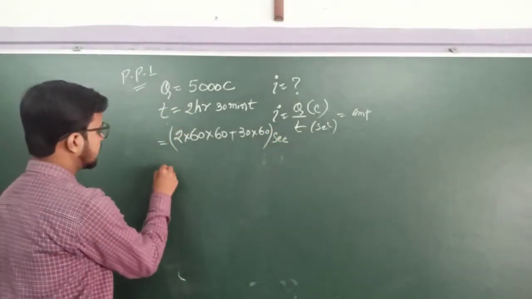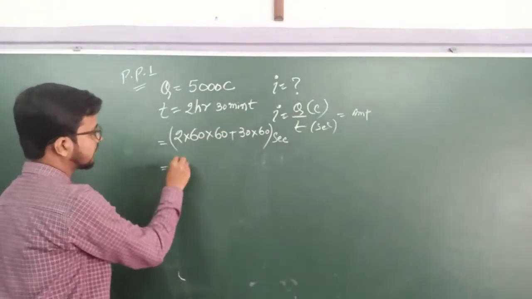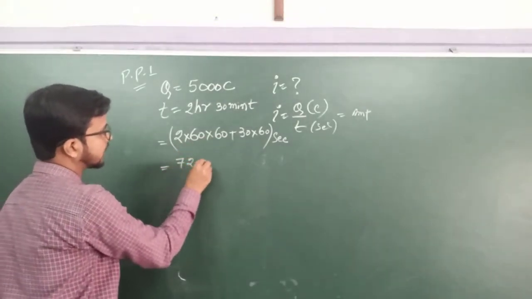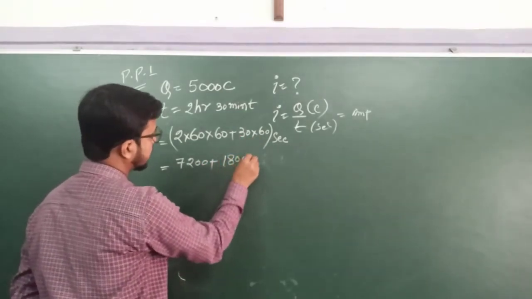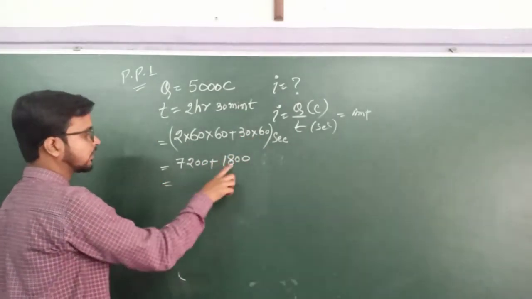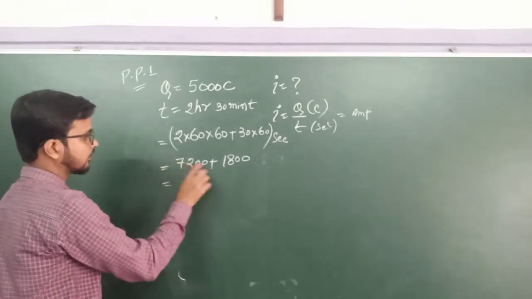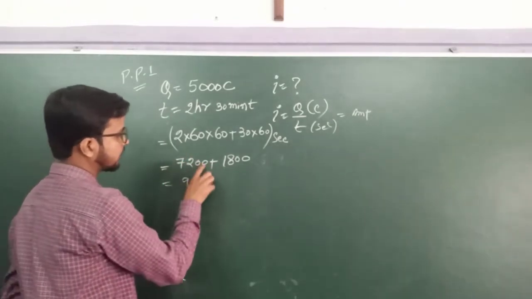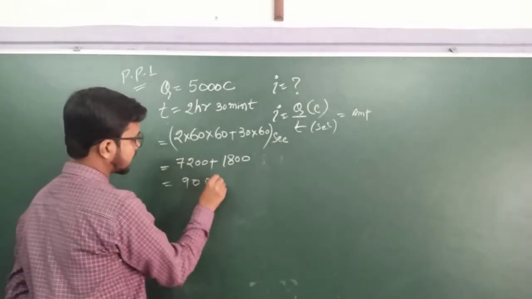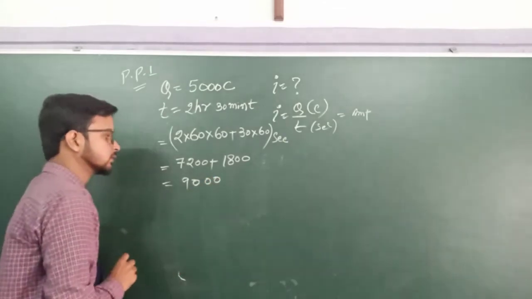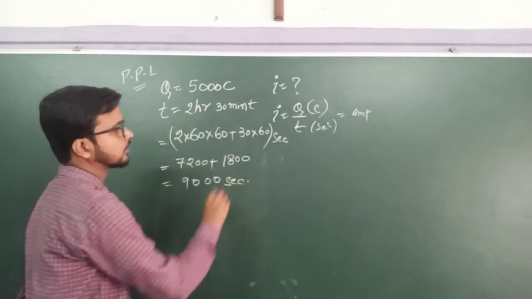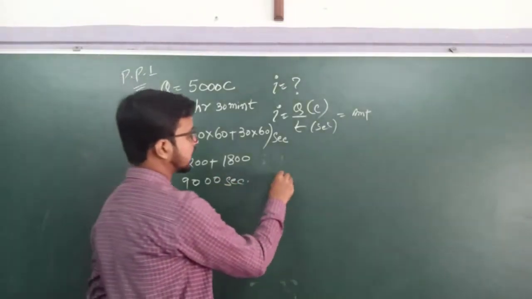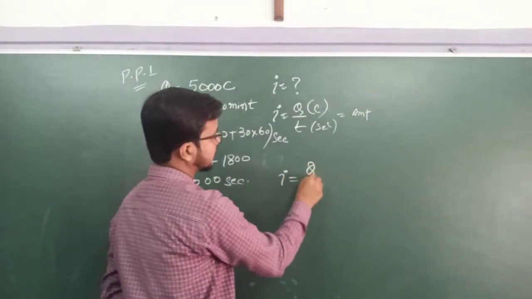Now 2 sixes are 12, 12 sixes are 72, that means 7200, plus 30 times 60, that is 1800. Now what happened? 8 and 2 is 10, carry 1, 7 and 1 is 8, that means 9, and 1 and 2 is 2, that means 9000. That means 9000 seconds is given. Okay. Now we take the formula I is equal to Q upon T.